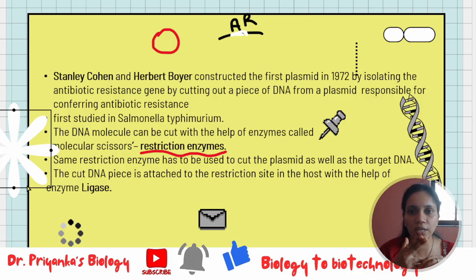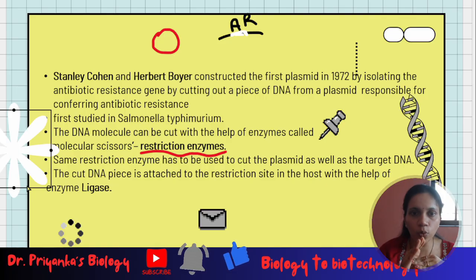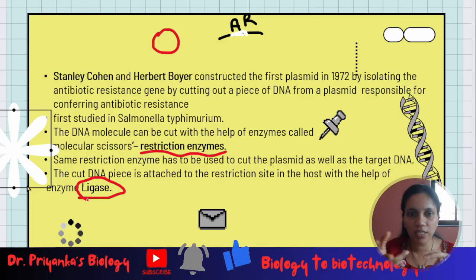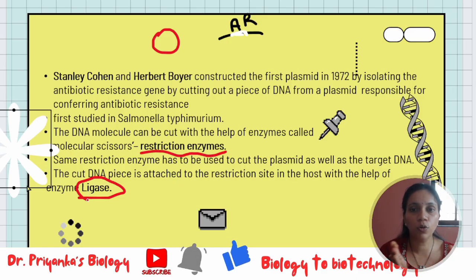So the role of restriction enzyme is to cut the DNA. But what do we have to join? We need some glue, and that glue is called the enzyme ligase. Ligation is the process of joining. So restriction enzymes are the molecular scissors which will cut the DNA in a specific sequence, whereas the ligase is the glue which is going to join two strands of DNA or two pieces of DNA.